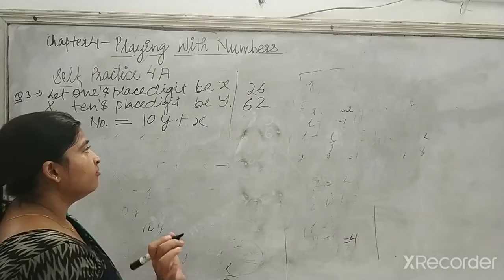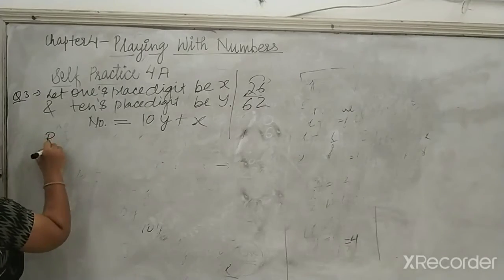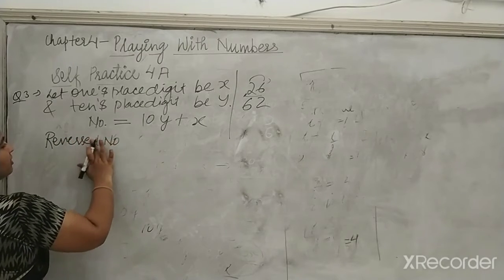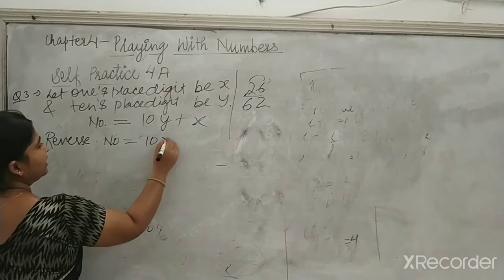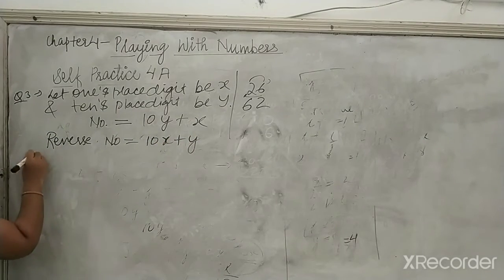62. What we have done, we have changed their positions. Same way here also we will do. We can say that the reverse number will be 10x plus y. Okay. Now we will move according to the question.